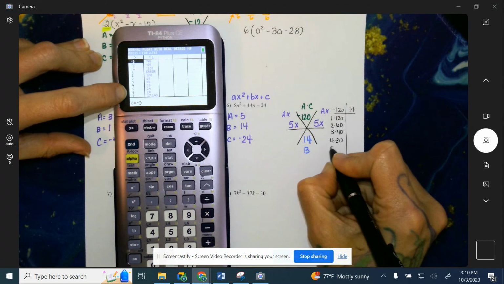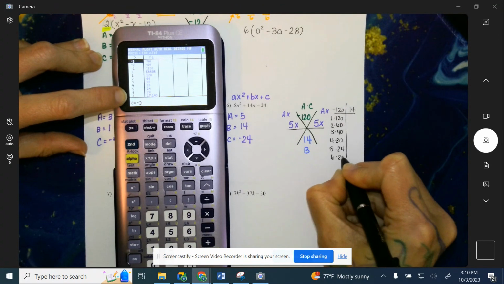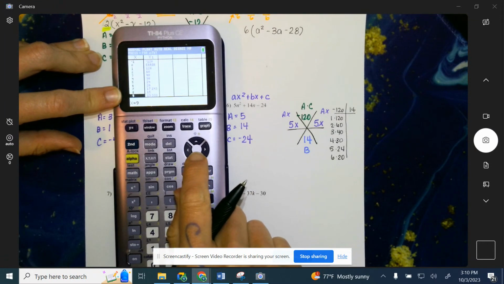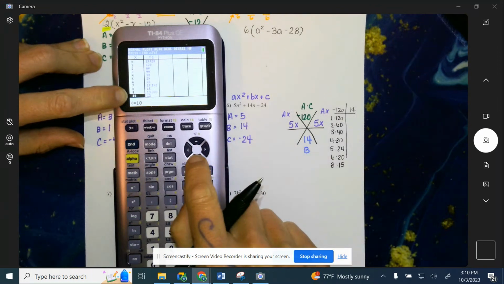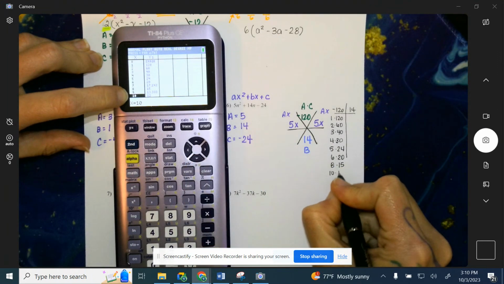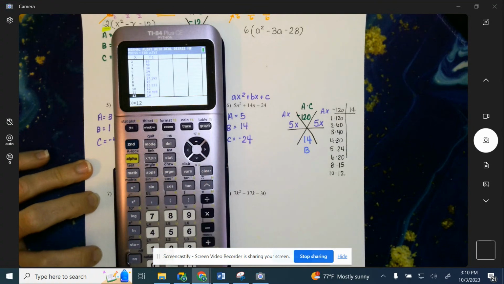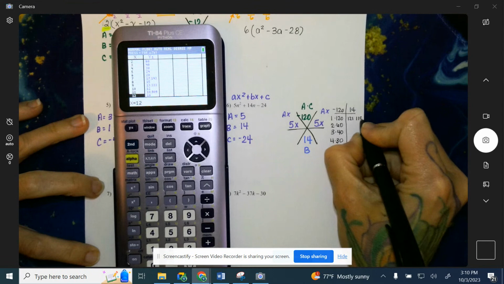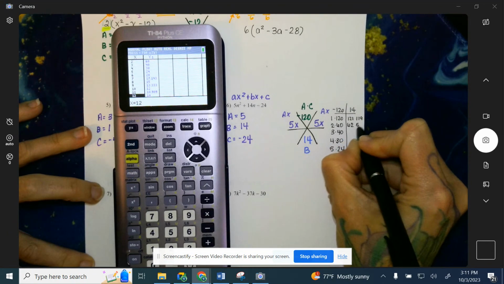So 5, 24, 6 and 20. 7's no good. Just make sure you're not 8 and 15. 10 and 12. 11's no good. So we're back at 12, which is going to give us out that 10. That's going to give us 121, 119, no good. If we add it, we get 62. If we subtract it, it's 58.